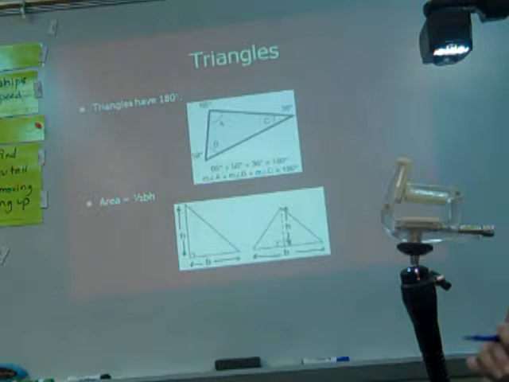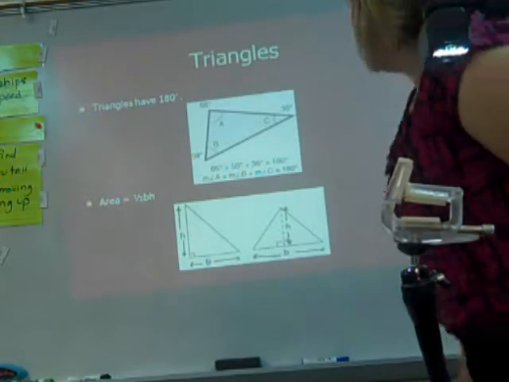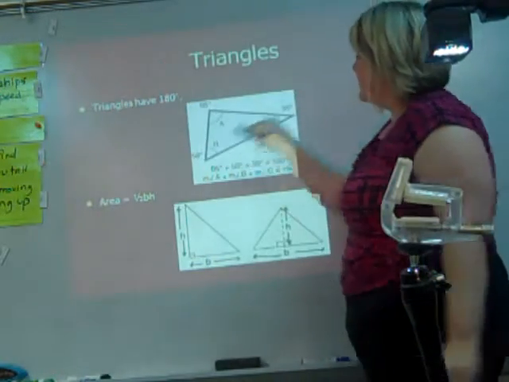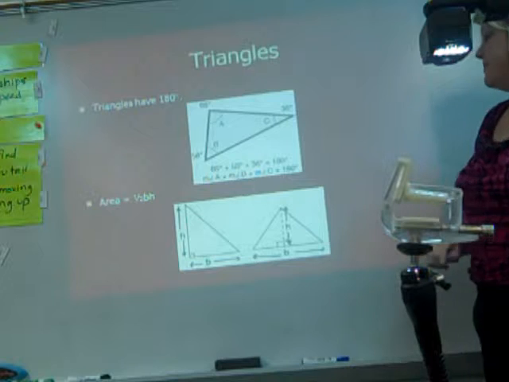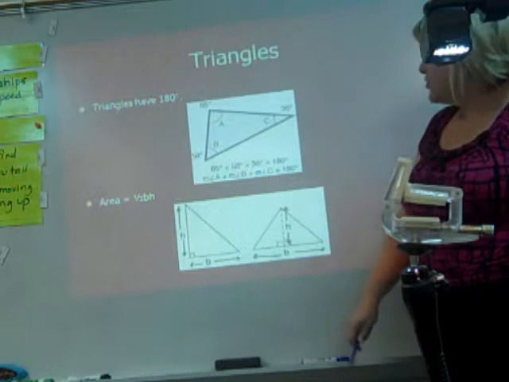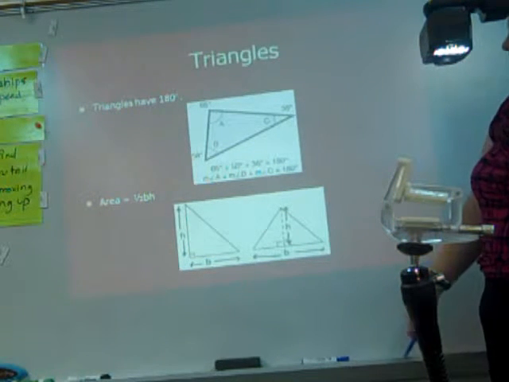All right, so on to triangles. And this will probably be, we'll see how much we can get at. Okay, triangles have 180 degrees. So this is showing you a triangle and the measurements of the angles, and if you add those up, they add up to 180. The area of a triangle is 1/2 of the base times the height.